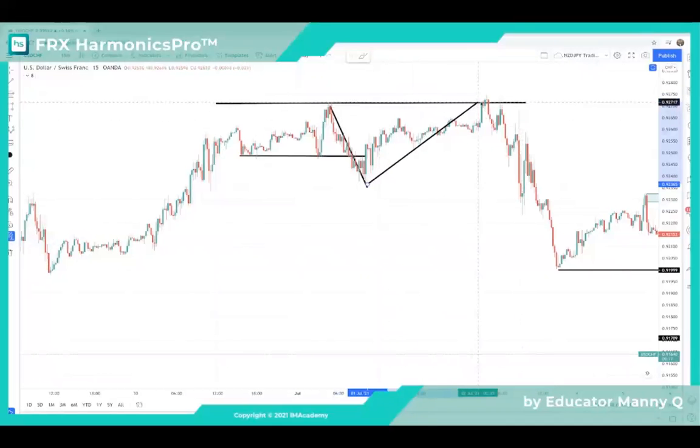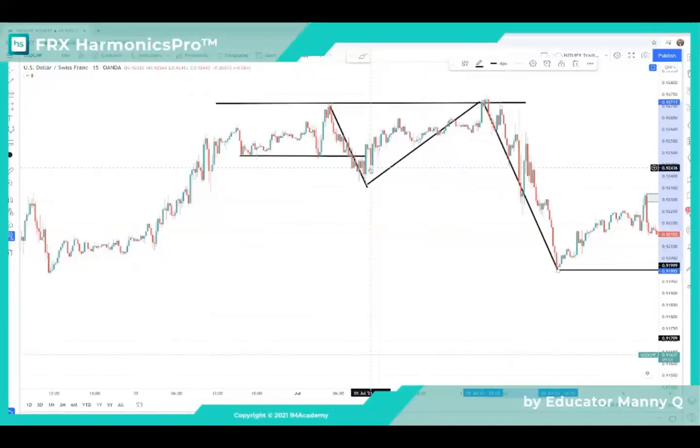This gave us a 100% retracement in the market before pulling down like that. So that is what a 100% retracement looks like.